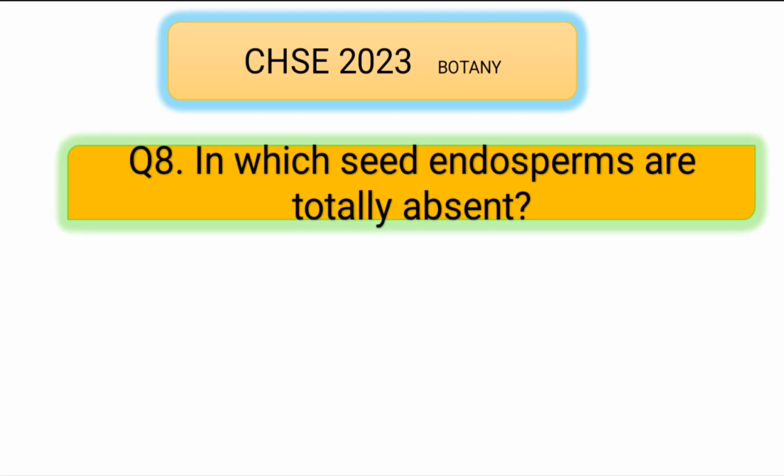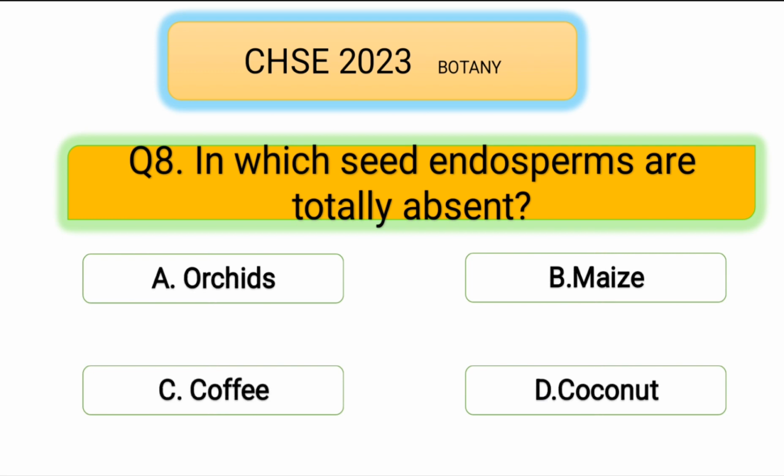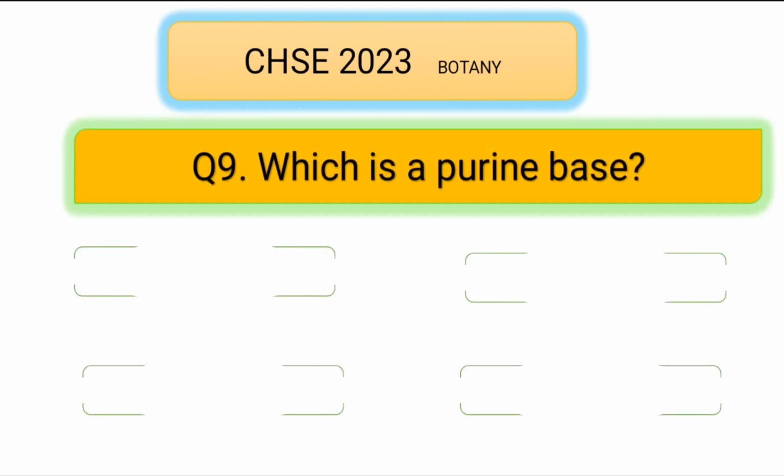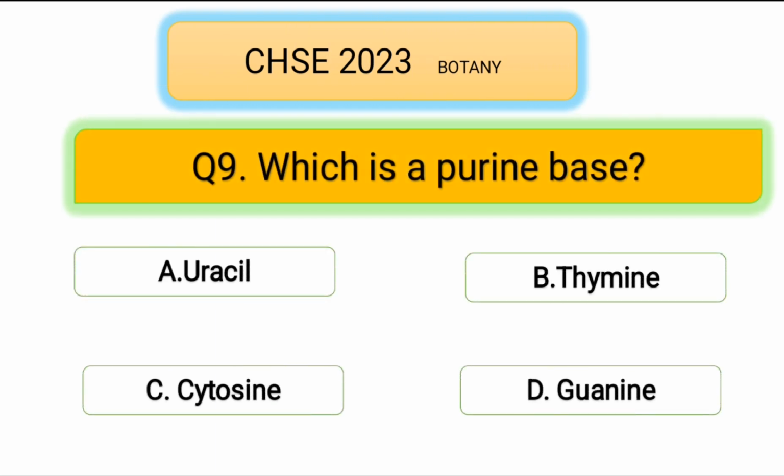Then the next question is, in which seed is endosperm totally absent? Options were orchids, maize, coffee, coconut, and the answer is orchids. The ninth question was, which is a purine base? You know, nitrogenous bases are of two types, purines and pyrimidines. So options were uracil, thymine, cytosine and guanine. The answer is guanine.